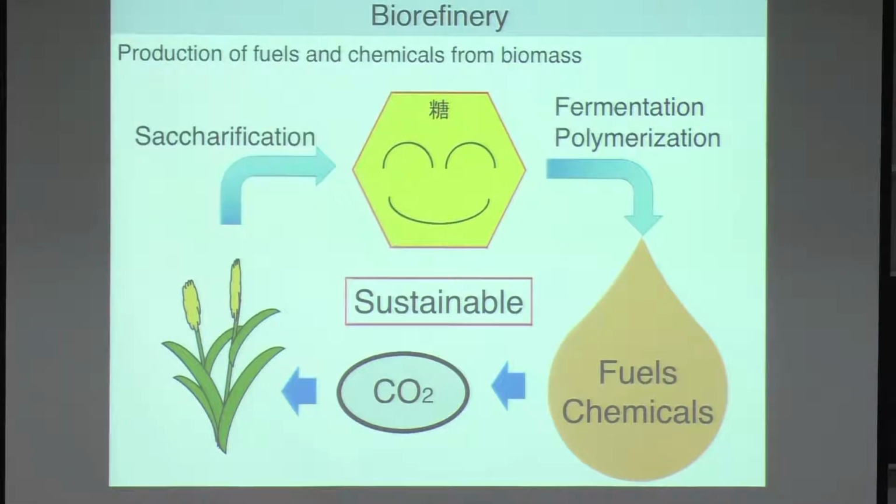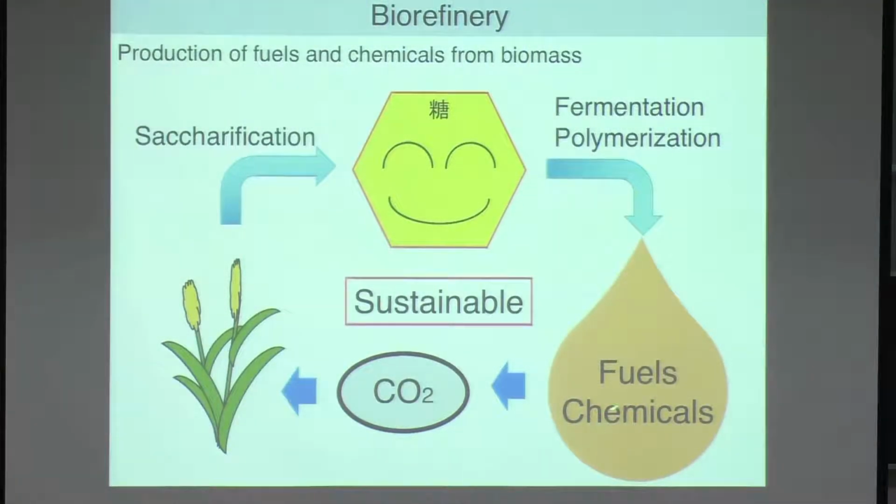This shows the cycling steps of biorefinery. Biorefinery is a technique to produce fuels or useful chemicals from biomass, and in this case, we use cellulosic biomass. It's plant cell wall. The problem of this step is the difficulty of saccharification from cellulosic biomass, because the plant cell wall is physically strong and biochemically stable. So this step needs a lot of energy or cost for the saccharification.